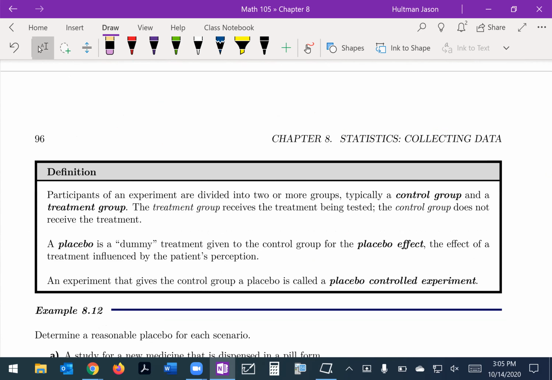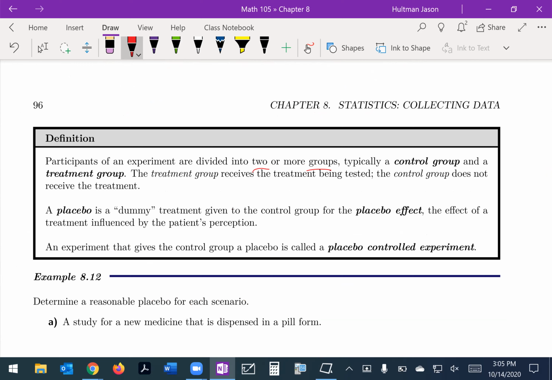Participants of an experiment are divided into two or more groups, typically a control group and a treatment group. You have a placebo and you have a treatment. The treatment group receives the treatment being tested. The control group does not receive the treatment. A placebo is a dummy treatment given to the control group for the placebo effect, the effect of a treatment influenced by the patient's perception. An experiment that gives the control group a placebo is called a placebo-controlled experiment.